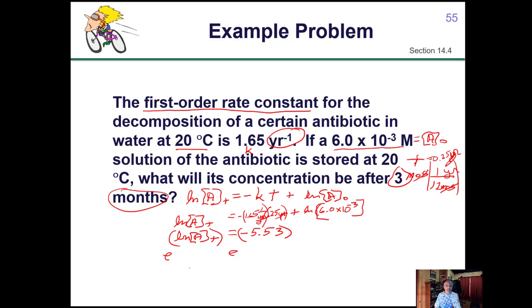And what that's going to give us is the actual concentration at time t, which is 0.25 years, which is going to be equal to 3.97 times 10 to the minus 3 molar. Okay, so that will be our answer.